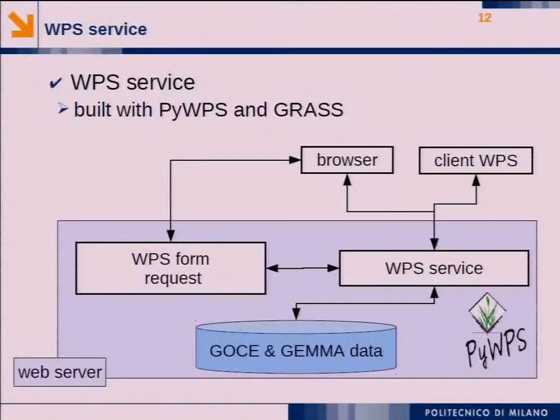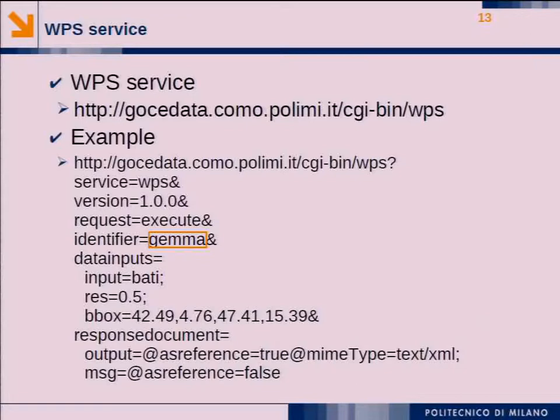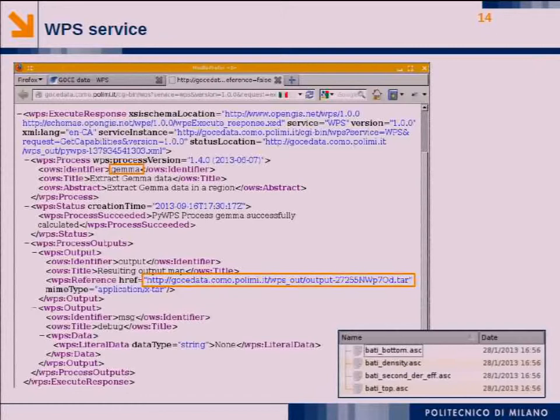And then one example, in this case, if you use the browser, the user has to specify in the URL address the name of the service, the process identifier, the layer, in this case bathymetry, the resolution, the bounding box. So I have to type this string, and then the server replies with an XML file.